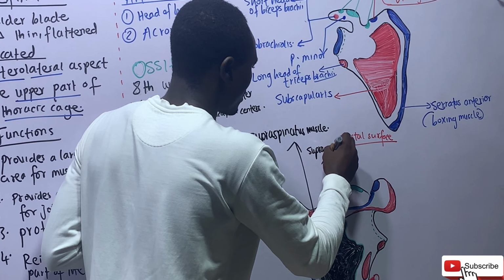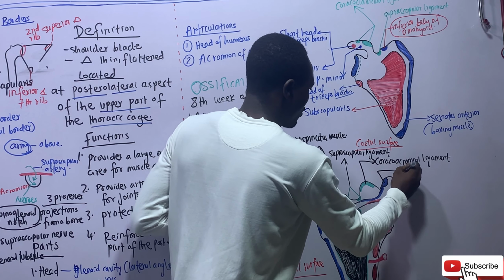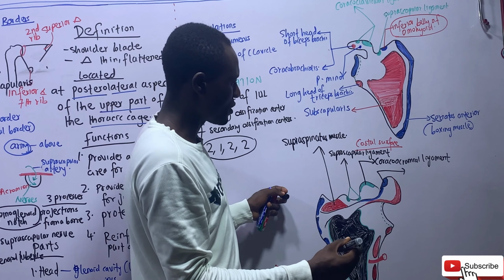And this ligament here is the coracoacromial ligament. Of course, it extends from the coracoid process to the acromion. That is why it's called the coracoacromial ligament. Alright. So when you look at the spine, on the medial aspect, it presents a muscle.